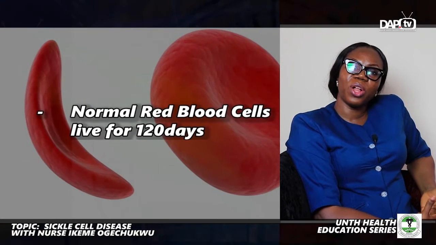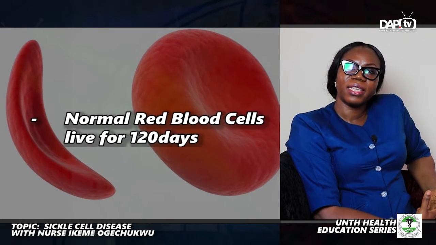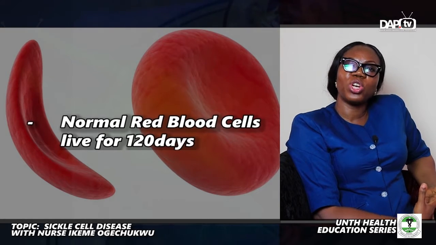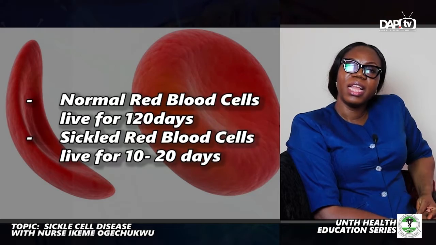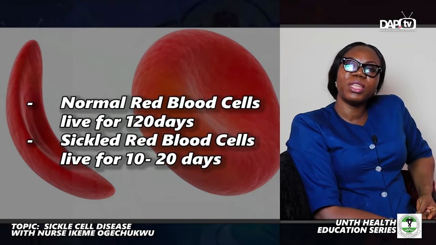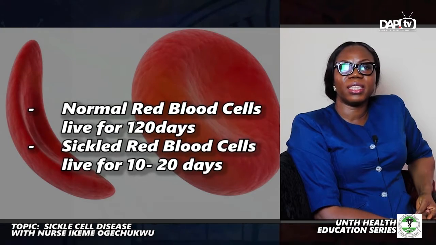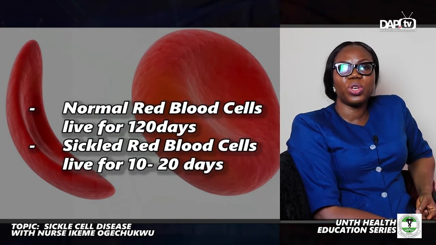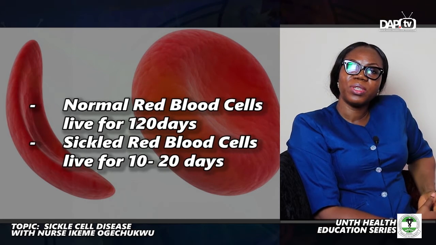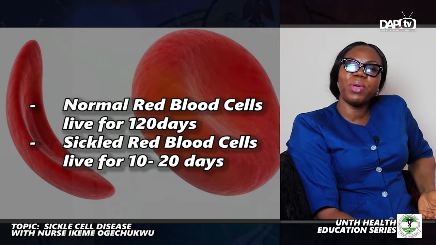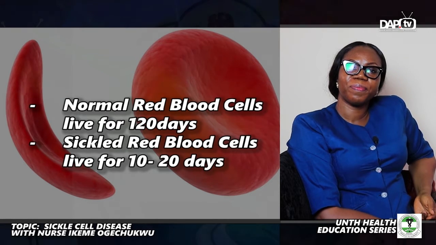A normal red blood cell in a healthy individual lasts 120 days and is then destroyed and a new one comes up. But in a sickle cell disease patient, the red blood cell lasts only 10 to 20 days. And because it lasts only 10 to 20 days, you see their eyes are yellowish because there is a lot of hemolysis. When red blood cells are being broken down, bilirubin is being excreted, and that is why it deposits in their eyes.